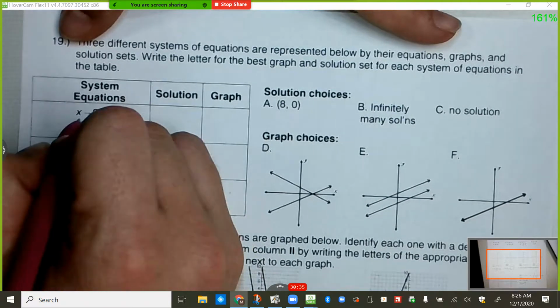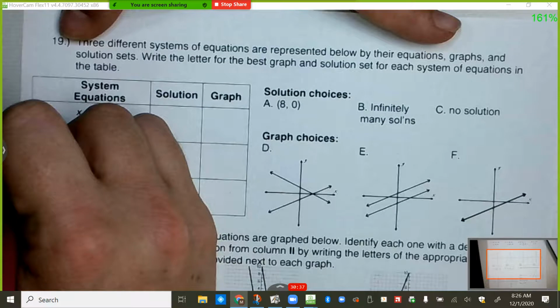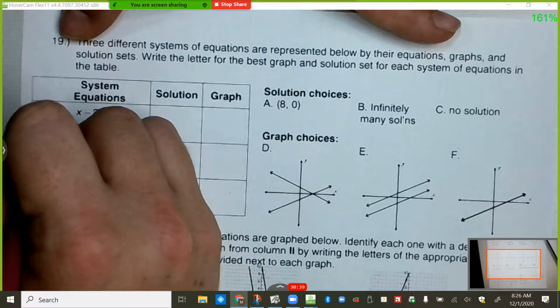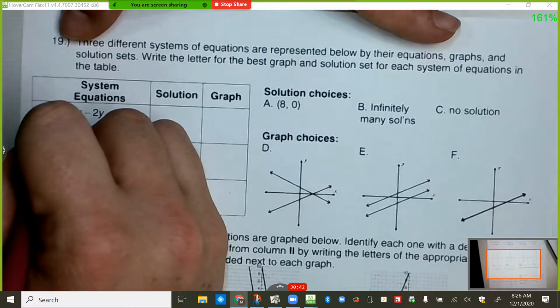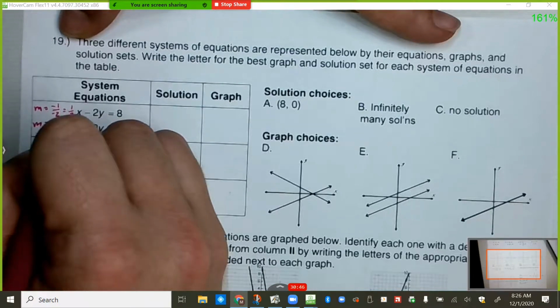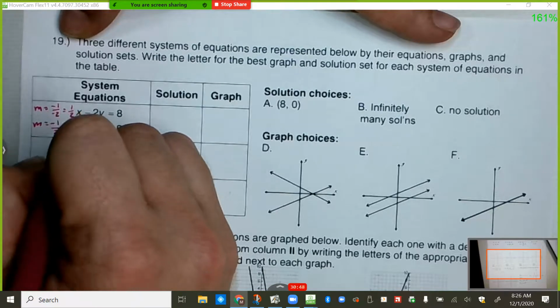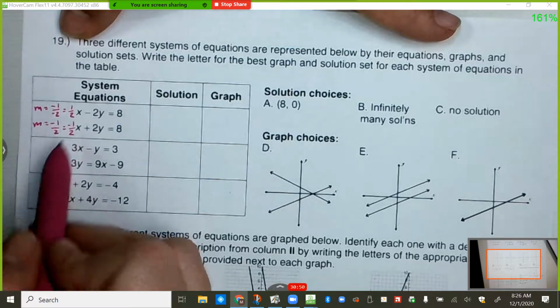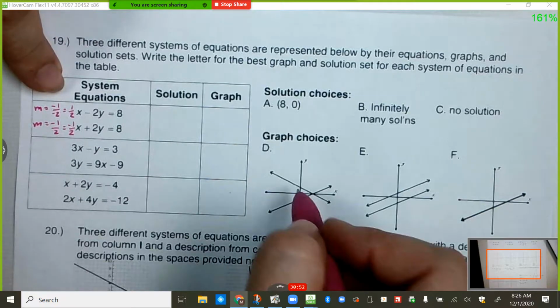I know this first one has a slope of -1 over -2, which is a positive half. And the one on the bottom has a slope of -1 over 2, which is -1/2. So they are different because this one's positive and this one's negative. So I know there's going to be one solution.